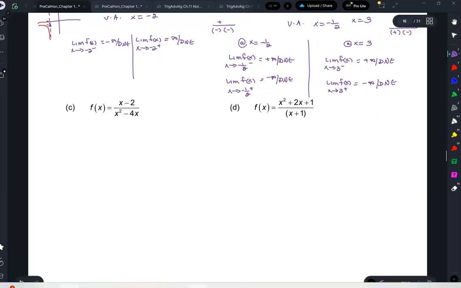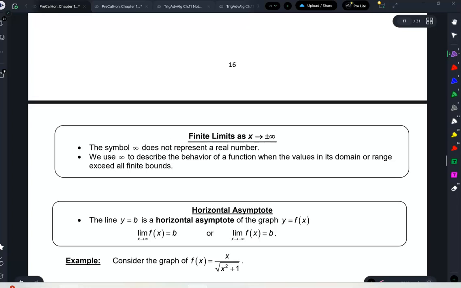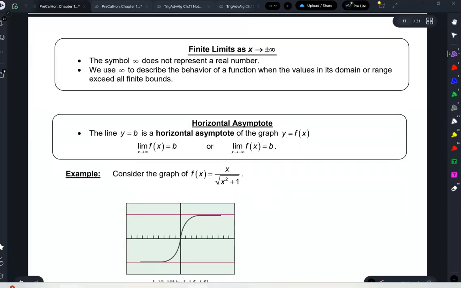Okay. So you would have to, so here it'll be at x equals negative 1, x and x minus 4, and so on. Okay. So now let's talk about finite limits as x approaches positive or negative infinity.